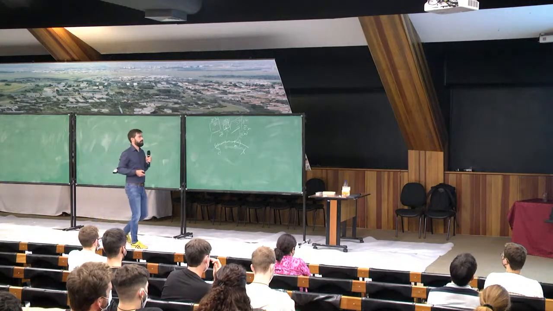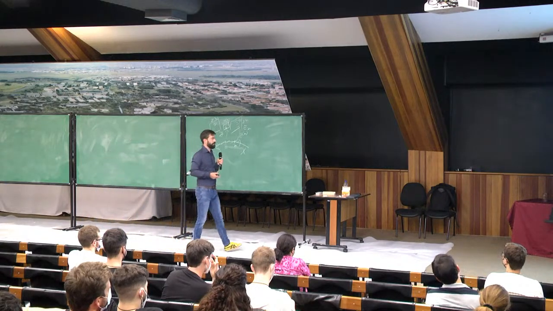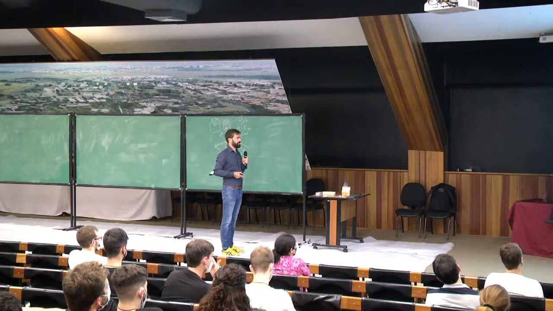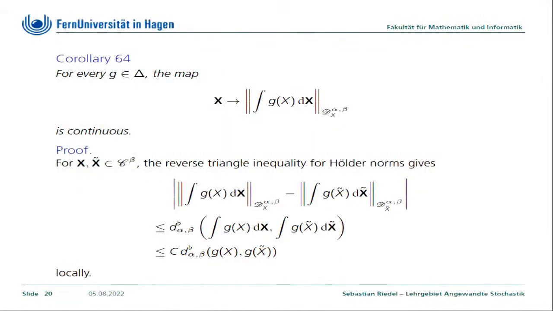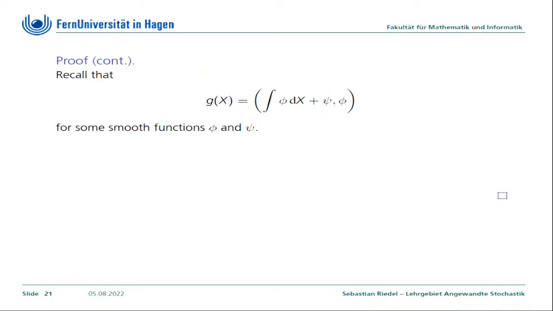Okay, and now, since we have that, we can use our result on the stability of rough integration that told us, okay, we can just bound this by the difference of gx and gx tilde locally. But locally is enough because we only want to prove the continuity. Okay, so now we have to go back to the definition. What was g of x? Well, g of x had this expression for some functions phi and psi.